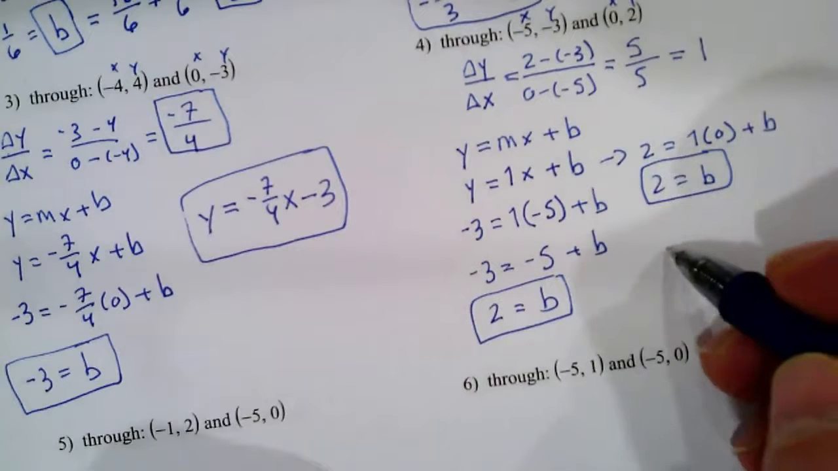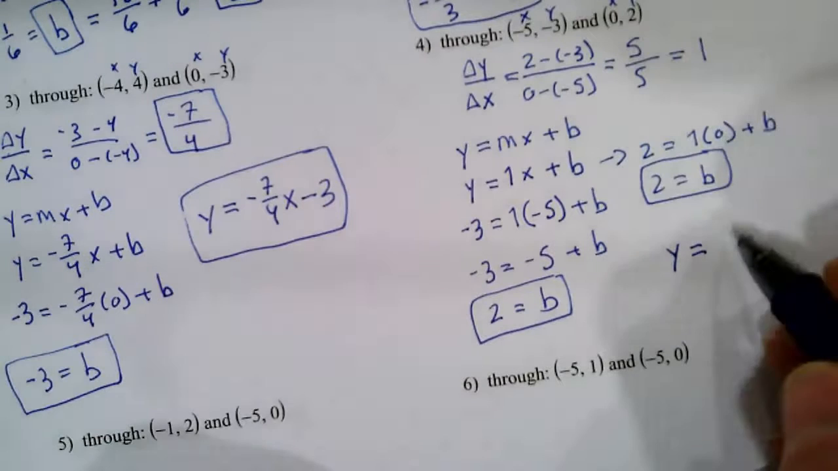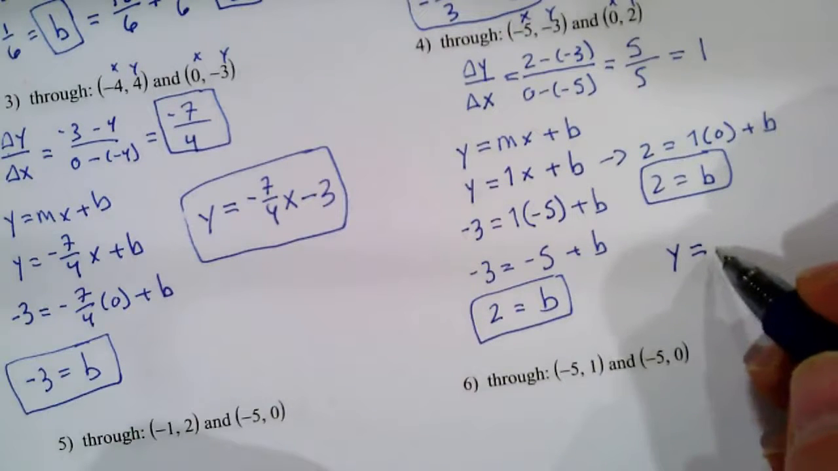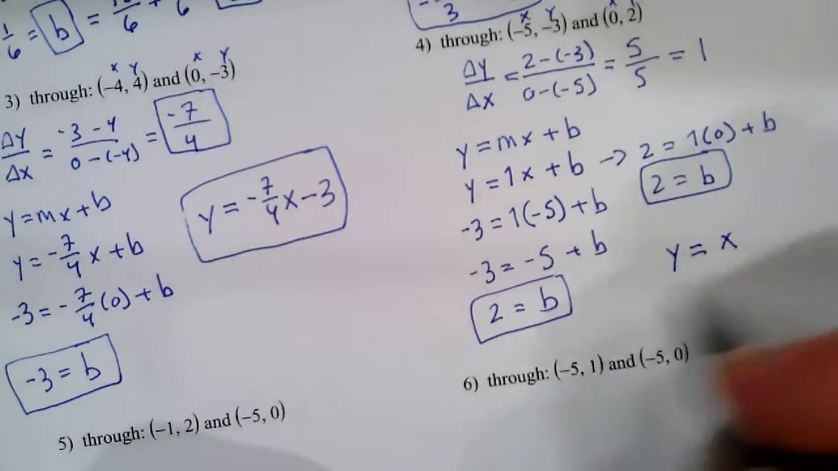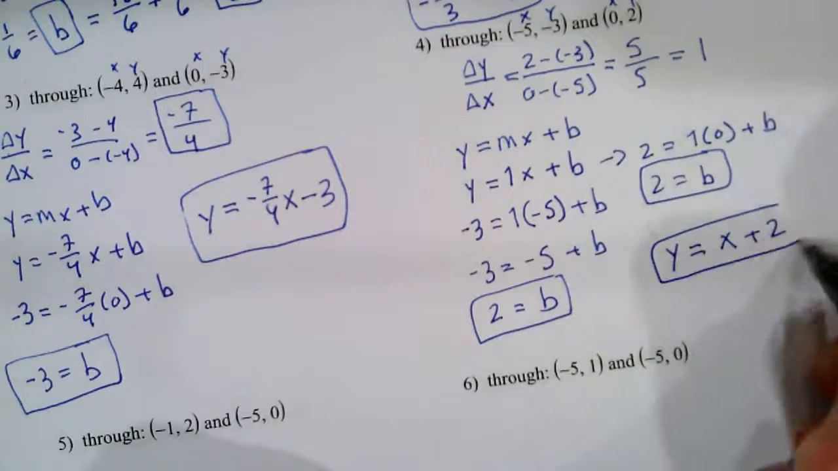Alright, so next, we're going to write out our full equation. Y equals, our slope is 1. We're just going to leave the 1 off. So there's 1 for m, but it's not going to show. X plus 2. That's our b.